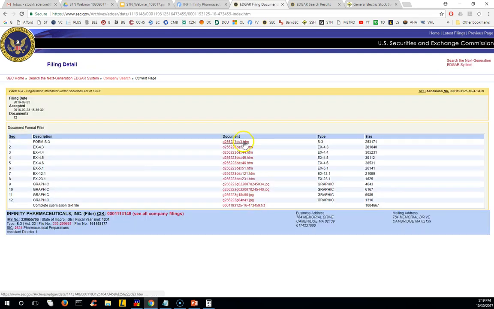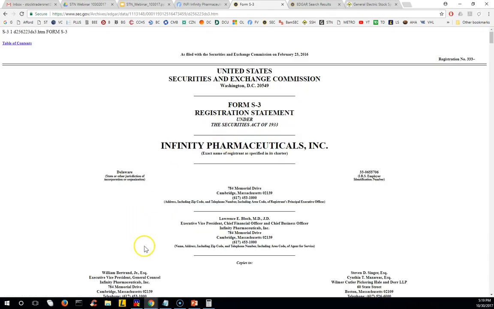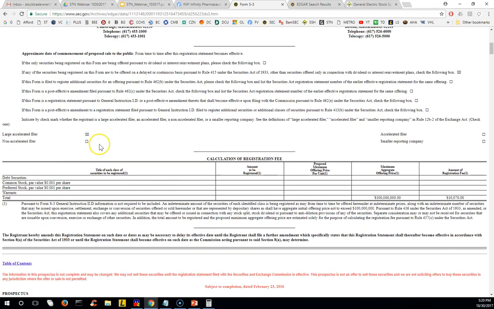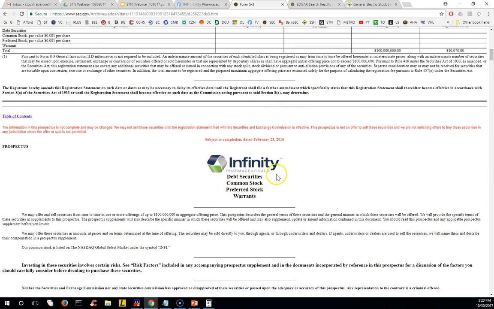All right, I want to see, and again, there's a lot of information here, but I only need to see the existing S3 form. So what is this telling me? Well, it's telling me that they're going to sell $100 million, right? Maximum aggregate offering price. So regardless of what the stock price is, they're going to sell $100 million worth of, and it could be debt, common stock, preferred stock, or warrants.